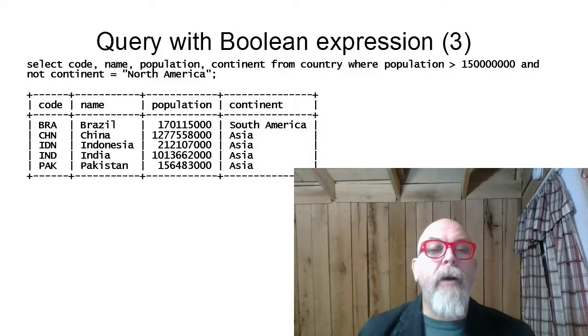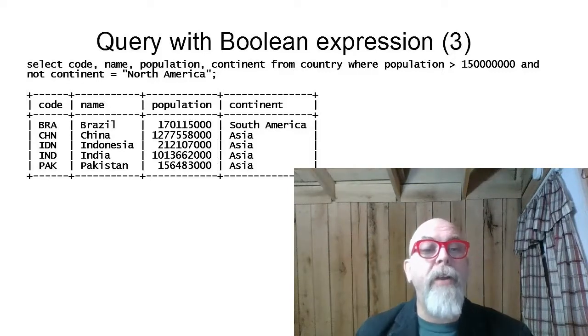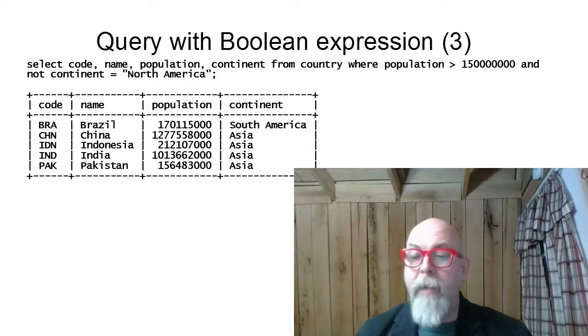And here's the SQL results of all of the countries with a population of greater than 150 million that aren't in North America: Brazil, China, Indonesia, India, and Pakistan.